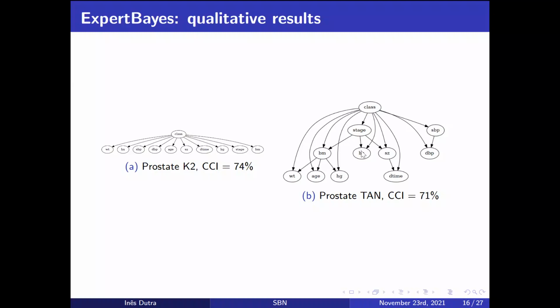So TAN only allows 2 parents per node, and K2 generated this network here that is actually naive Bayes. This is a naive Bayes network that was the best that the model could find.